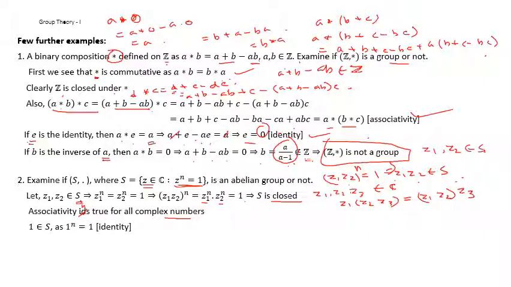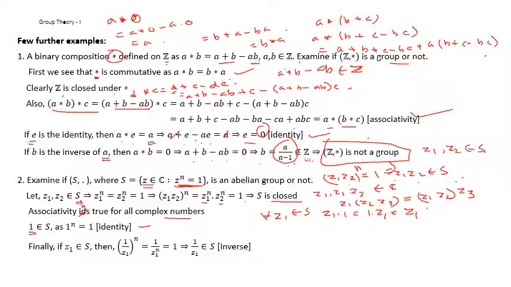Identity আছে কি? Identity আছে. 1 is the identity, because 1 to the power n is 1. So 1 satisfies this equation. So 1 belongs to S, and that is the identity, because any z1 belongs to S, z1 into 1 equal to 1 into z1 equal to z1 for all z1 belongs to S. So 1 is the identity.